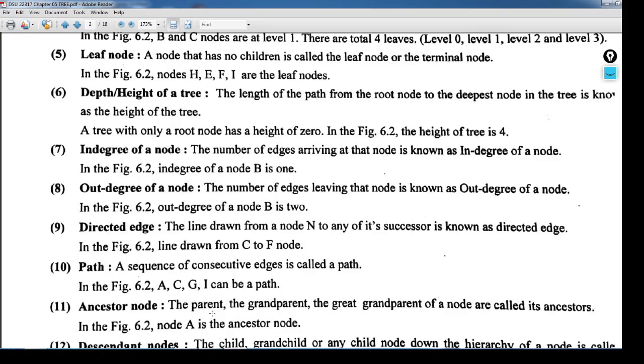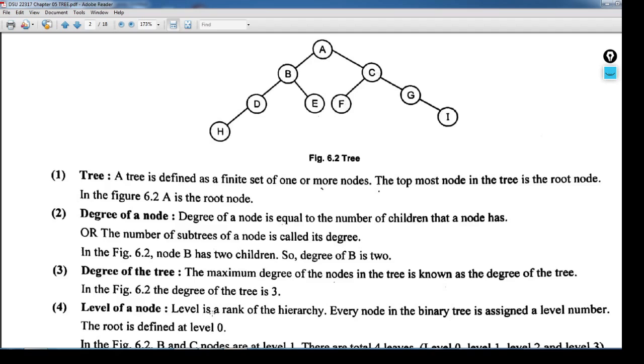The line drawn from a node n to any of its successor is known as directed edge. Actually, directed edge is a concept of graph, but sometimes in exam they ask it in tree also. So if you have an arrow from one node to another node, that arrow is called a directed edge. Diagrammatically I will show you.